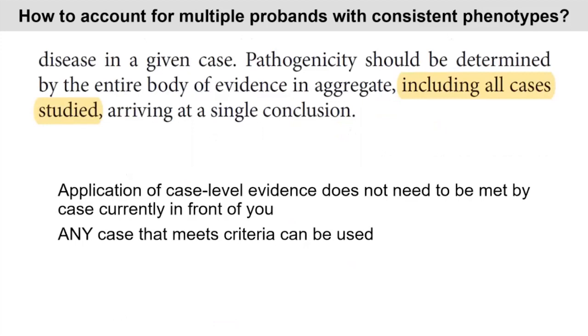So I have a screenshot here from the ACMG publication where they specifically addressed this and said that you should look at all cases. So for example, if you want to apply the de novo criteria, it doesn't need to be met by the current case in front of you. If you've seen this variant before and it was de novo, or even in the publication it was de novo, you could apply the de novo criteria based on those other observations. It doesn't have to be limited to the current case in front of you.